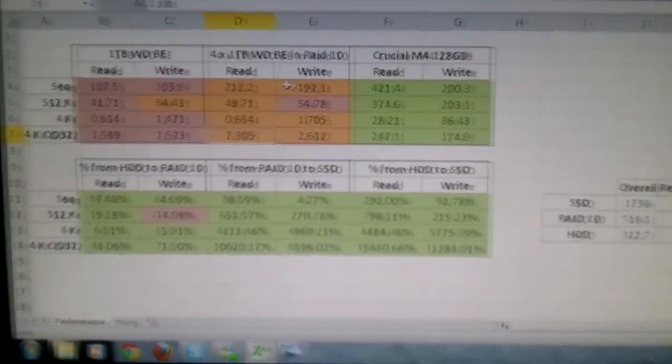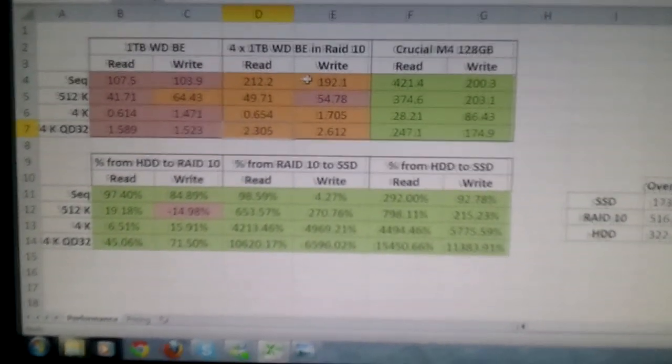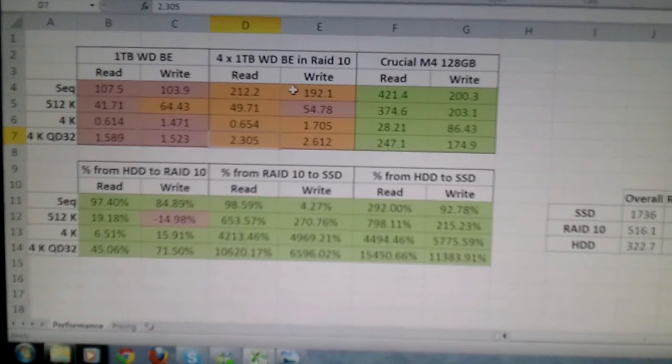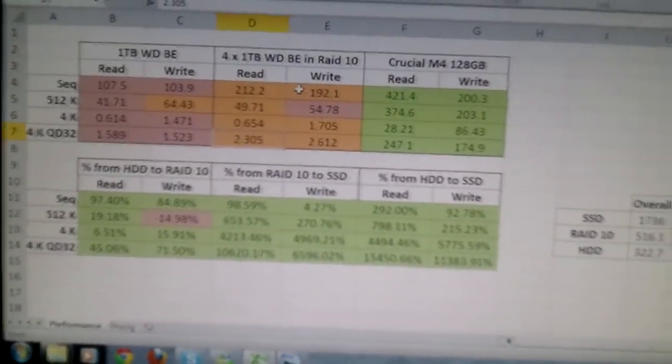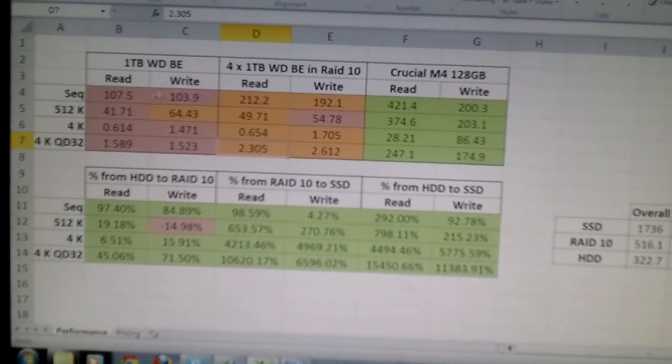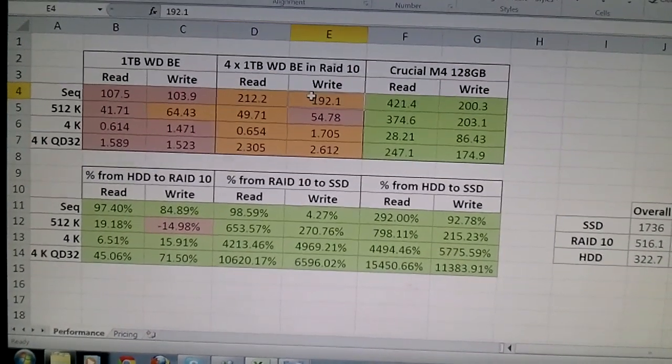So if you want really good sequential reads and writes, go ahead with a RAID configuration, a RAID 10 configuration. We're going to look at the pricing later, if it's worth it or not. But the speed doubles for sequential.